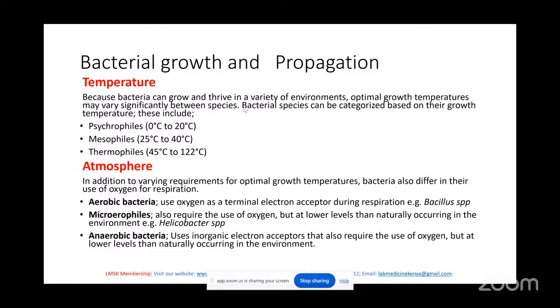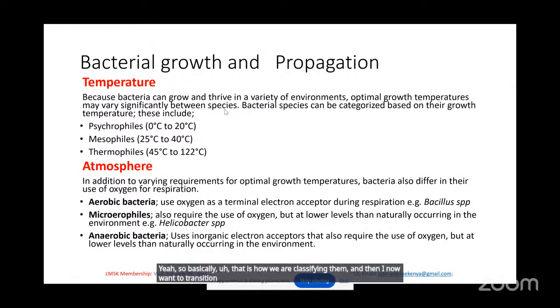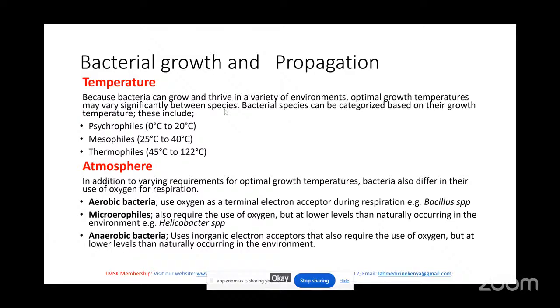Yeah, so basically, that is how we are classifying them. And then I now want to transition into how we identify them. So that will lead me to the next slide. Just a minute, bear with me.